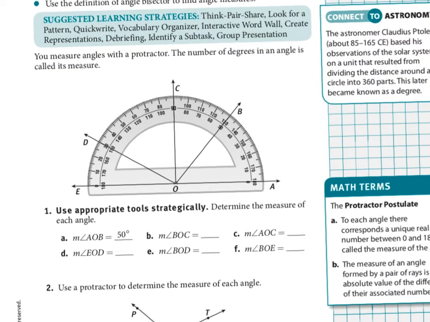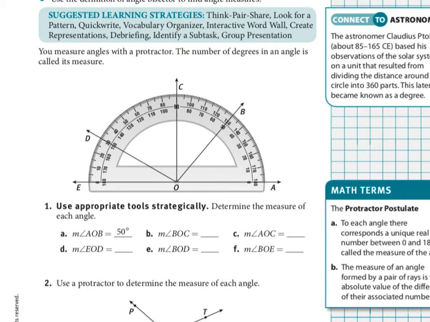Now let's look at number 1. The measurement of angle AOB is 50 degrees. So the vertex of this angle is O. So AOB. I'm trying to find the measurement of angle O. So I start from A at 0, and I can see that B is at 50. So that's the acute angle, 50 degrees.